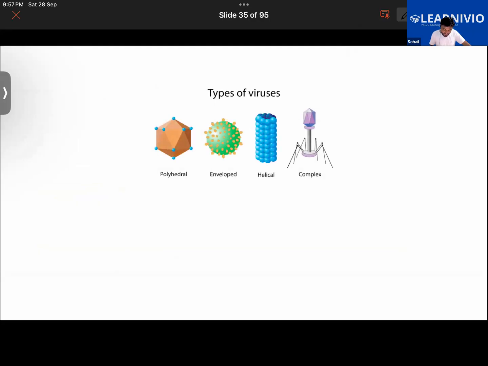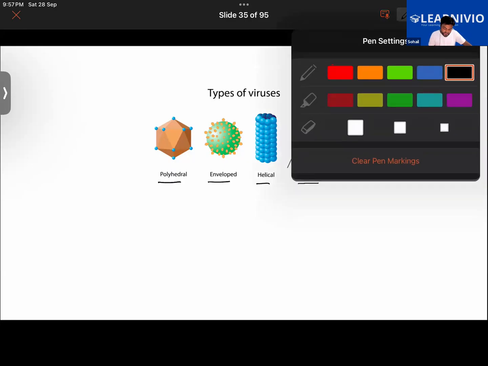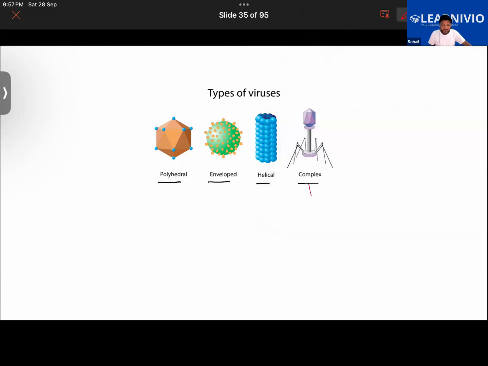Now, when we look at the shape of the virus, viruses could be of different shapes. It could be polyhedral, enveloped, helical, or have a complex structure like this. Take for example the virus bacteriophage, which has a very complex structure like this. Which virus do you guys think has a similar enveloped structure?